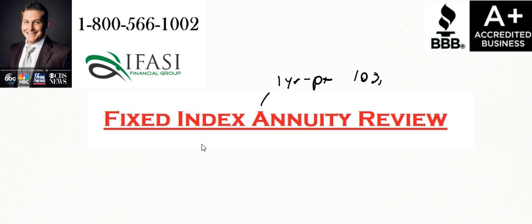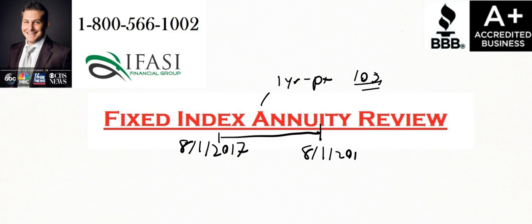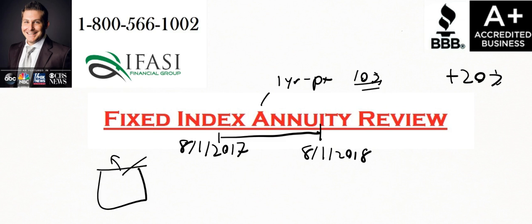Well, you establish a contract, let's call it August 1st of 2017. It's linked to the S&P 500, and the S&P 500 has a 10% cap. What it does is you're going to receive that credit on August 1st of 2018. So if the S&P 500, let's say, gained 20% that first year, well, they're going to open up the lid on your bucket and you're going to receive a gain of 10%. You're not going to receive that full credit gain.